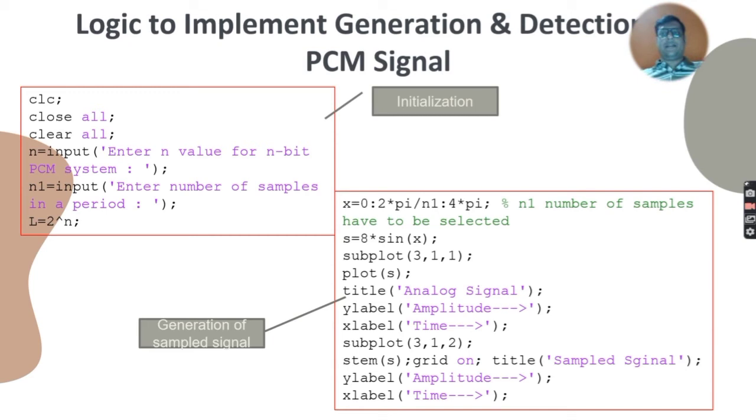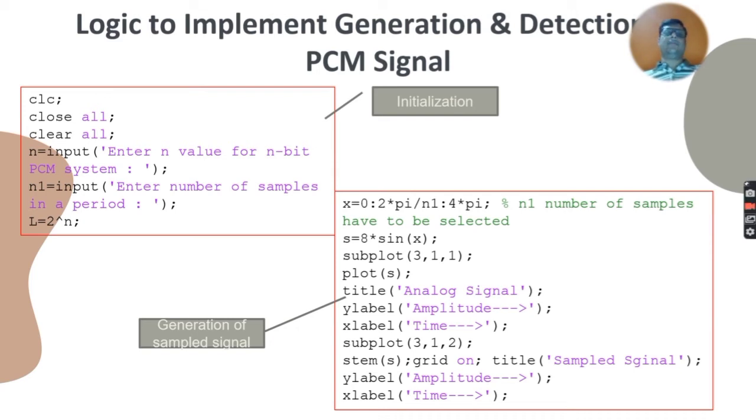Here you have to enter the number of samples in a period. Then you have to define L. L is equal to 2 to the power n, so the number of levels is identified. So this is the initialization. Next, we have to generate the analog signal. Once the analog signal is generated, then we can go for the quantization process.